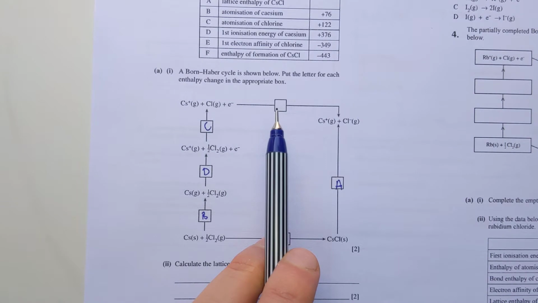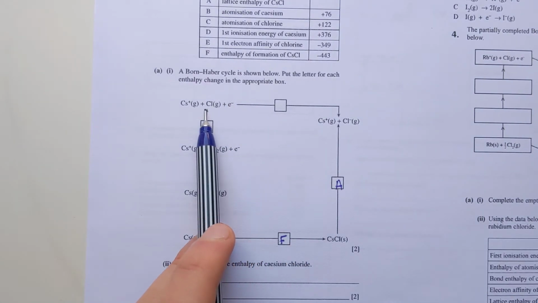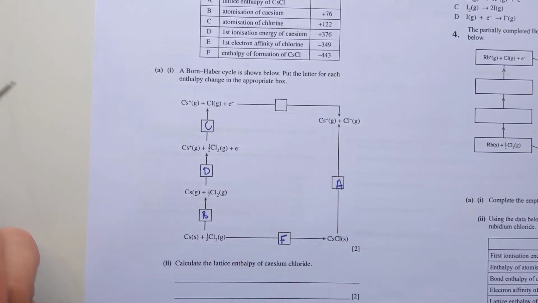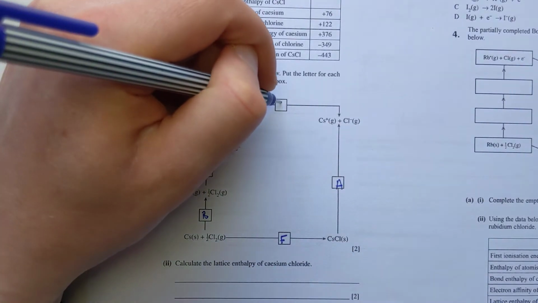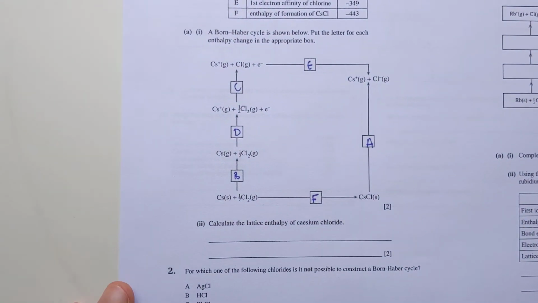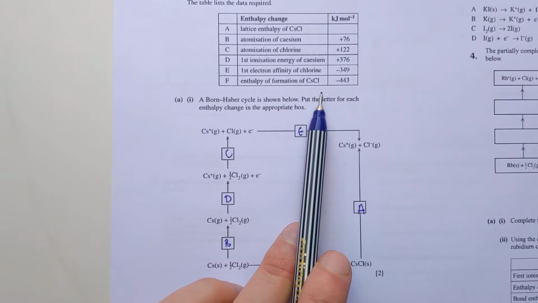Now by elimination we can tell this is E, but just to check, we're putting that electron from the ionization energy back into chlorine, forming Cl-. That's the first electron affinity of chlorine, which gives it the letter E. So with all that said and done, we have to calculate the lattice enthalpy of cesium chloride using our Born-Haber cycle and the numbers in this table.